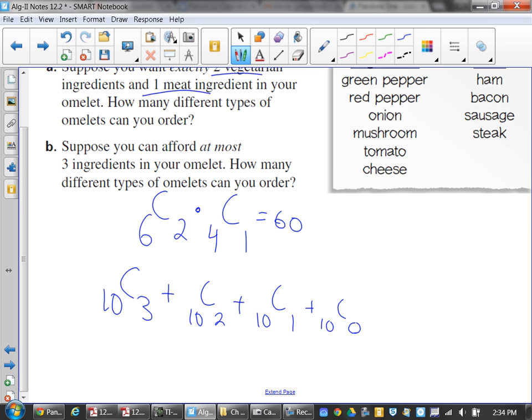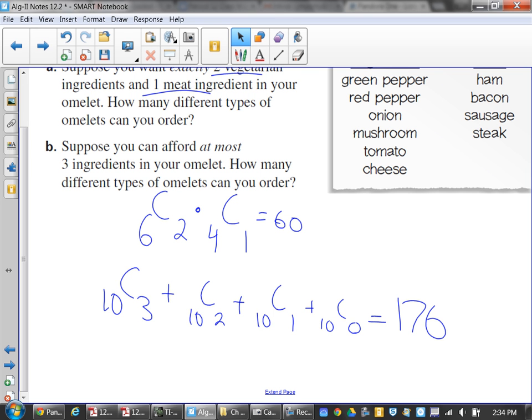So what do you get from this one, Tom? 176. There's 176 things you could do by just picking any 3, any 2, any 1, or just none. Does that make sense in how that looks? Yes. The other stuff in this unit is what we call binomial expansion.